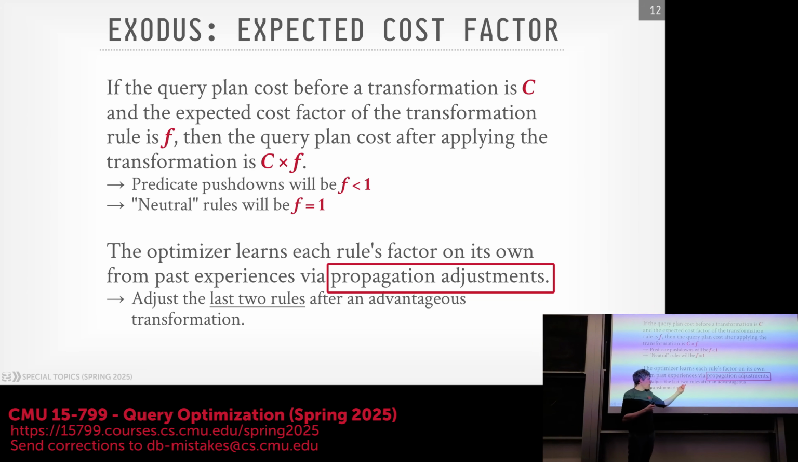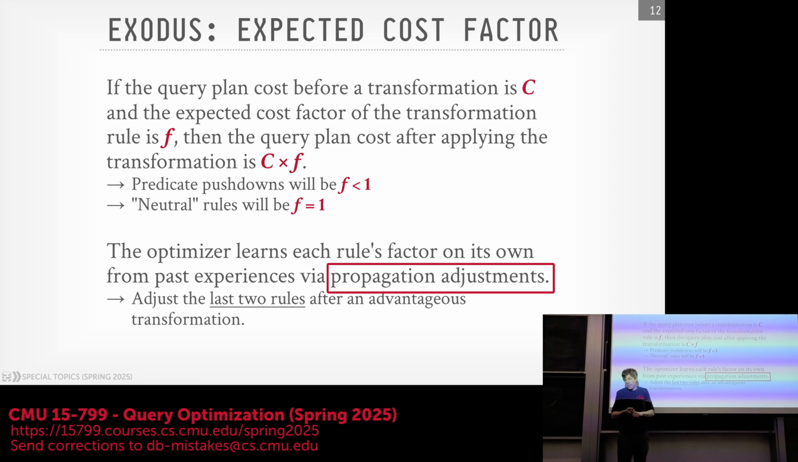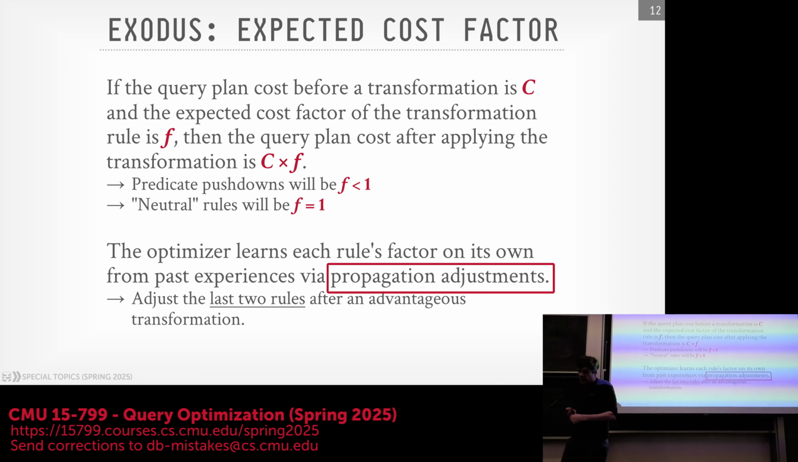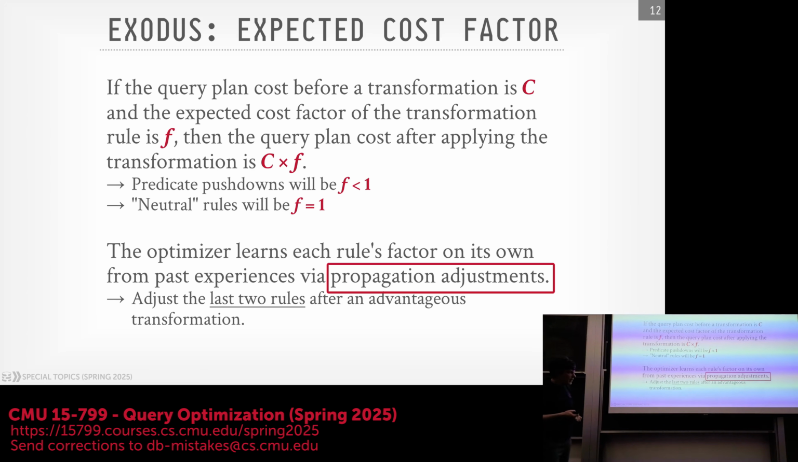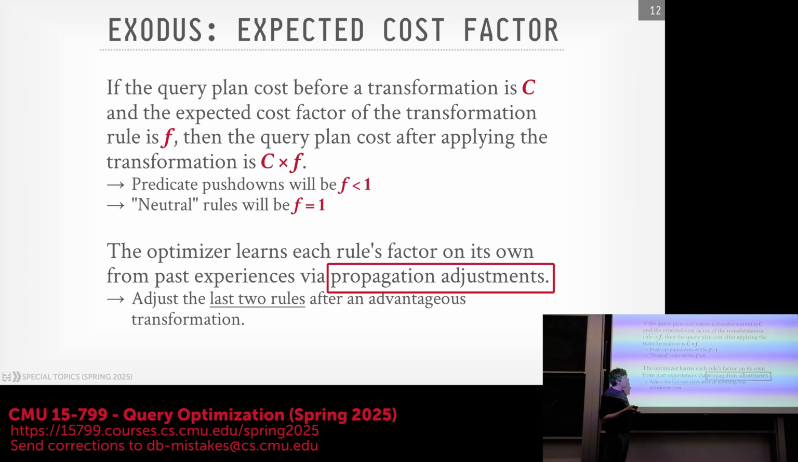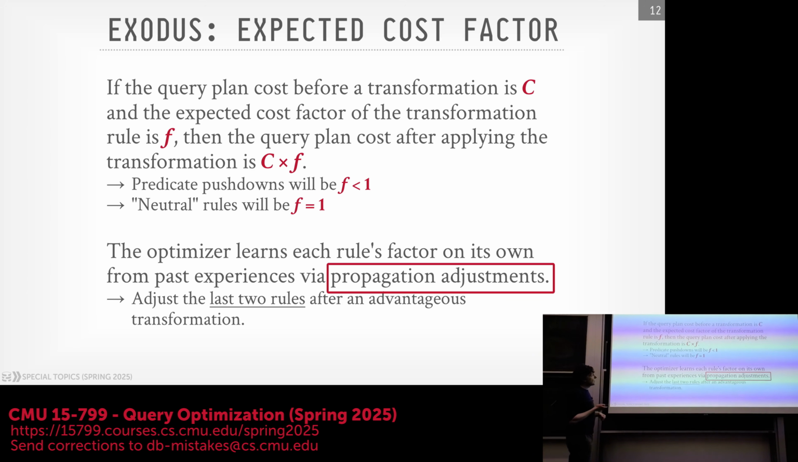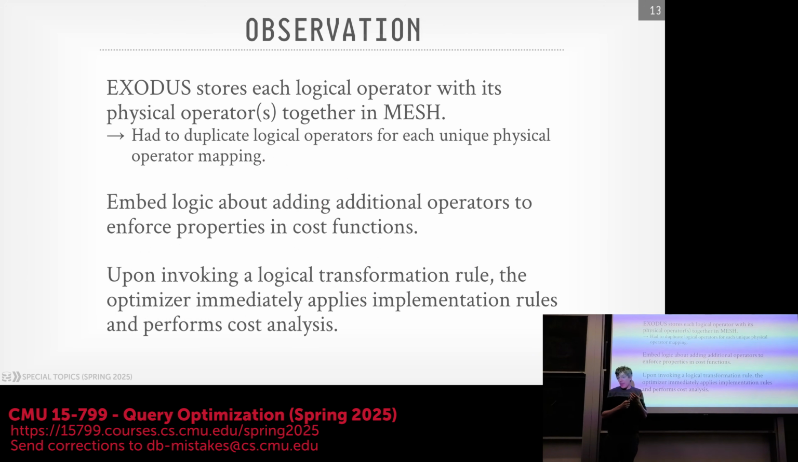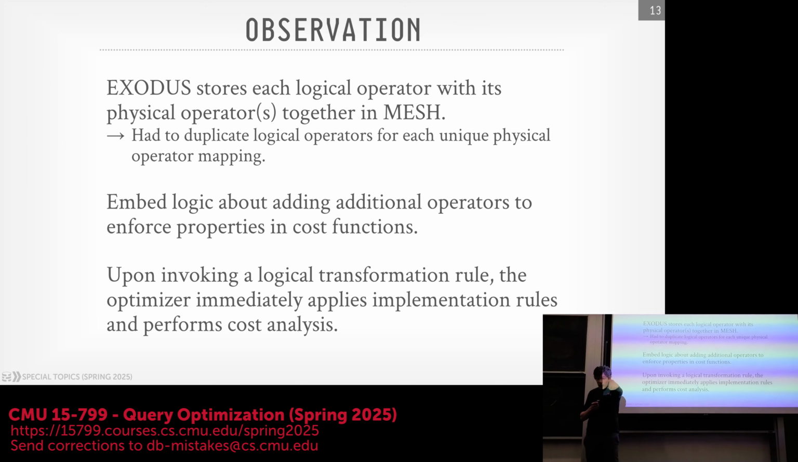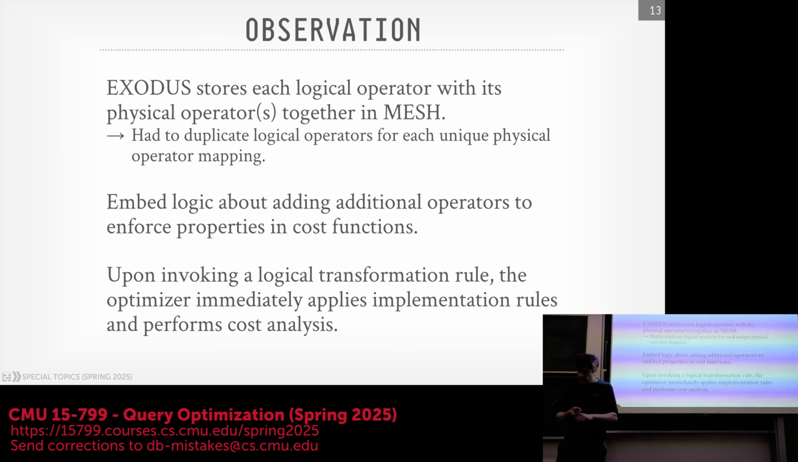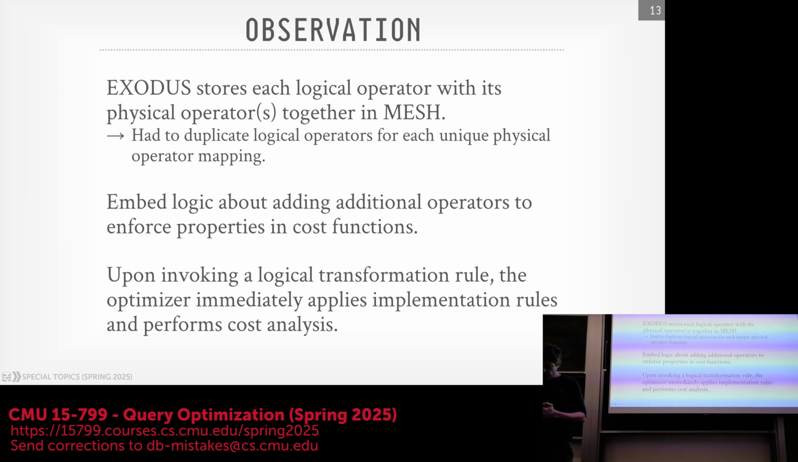So they hard code it so that the propagation adjustment is applied to the last two. Should it be 3? Should it be 4? I don't know. They don't say, right? This seems kind of hackish. It's in the right spirit, but I don't think this is the right way to approach this. But it's good that they're thinking about this idea of, can I learn from past experiences in the 1980s? Whereas now that's sort of taken for granted with reinforcement learning, AI, and other things.